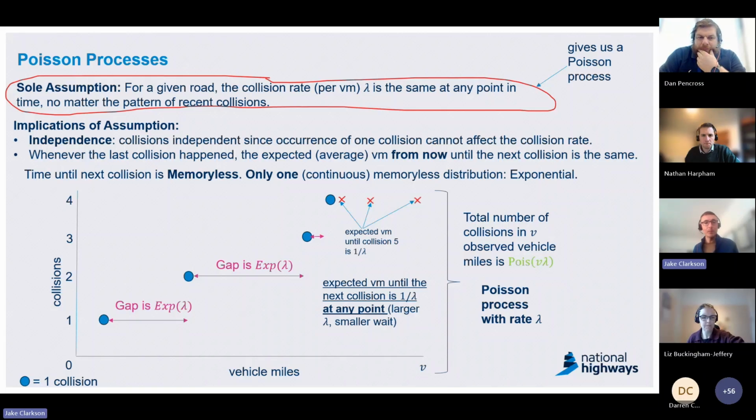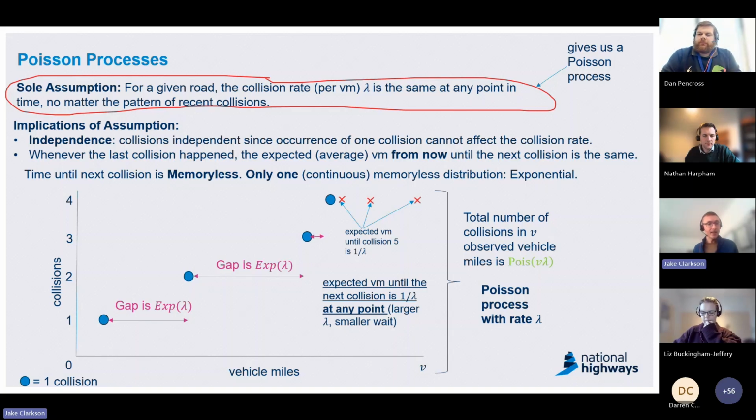And we call this second bullet point the memoryless property. In particular, it's the time between consecutive collisions that is memoryless. And there's only one distribution in continuous time which has this memoryless property, and that's the exponential distribution. So it's only the exponential distribution that we can use to model times between collisions. So I'll show you what this looks like now.